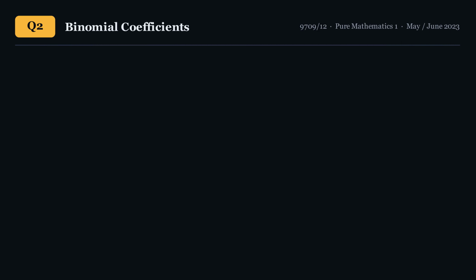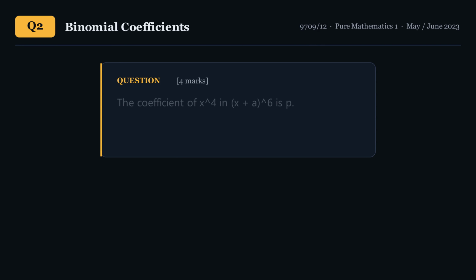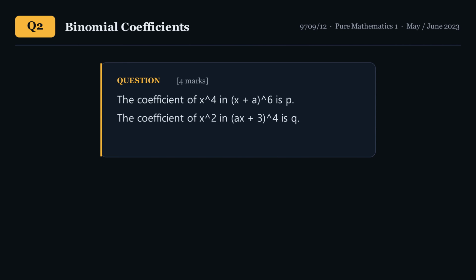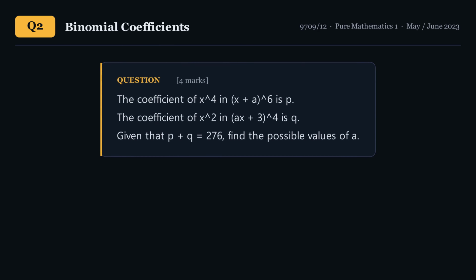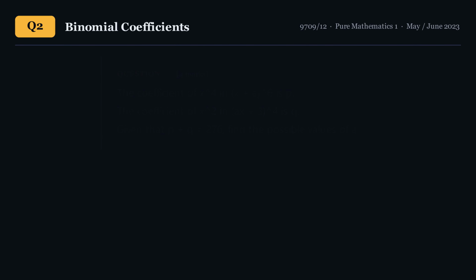Question 2. Binomial coefficients. Pure Mathematics 1, May-June 2023. The coefficient of x to the 4 in (x plus a) to the 6 is p. The coefficient of x squared in (ax plus 3) to the 4 is q. Given that p plus q equals 276, find the possible values of a. Now let's work through the solution step by step.